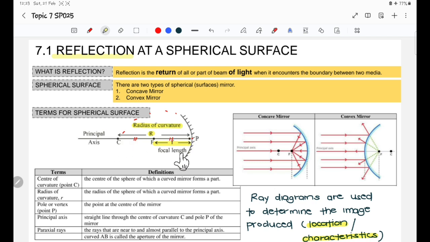On the mirror, there will be a point P, which is the point at the center of the mirror. The distance between point C and point P is measured as the radius of curvature, which is denoted as capital R. In between point C and point P, we have a point which we call the focal point. The distance from the center to the focal point and from the focal point to point P are equivalent. The distance between the focal point and point P is what we call the focal length.